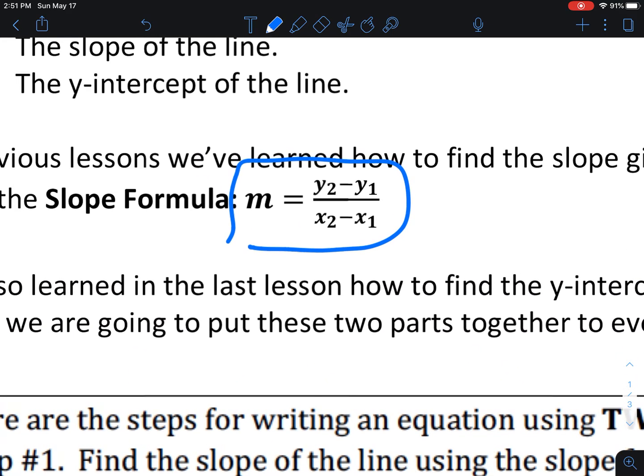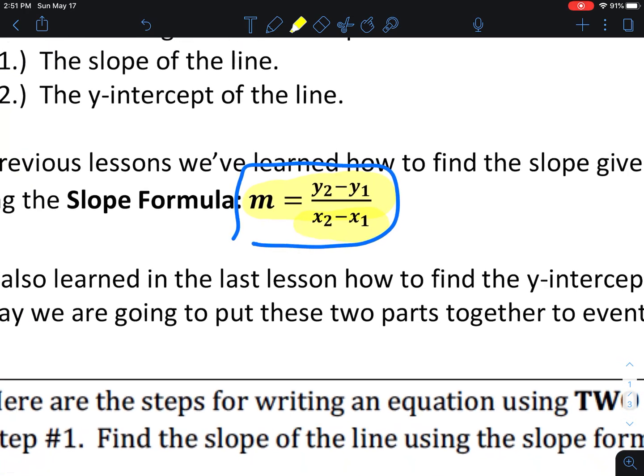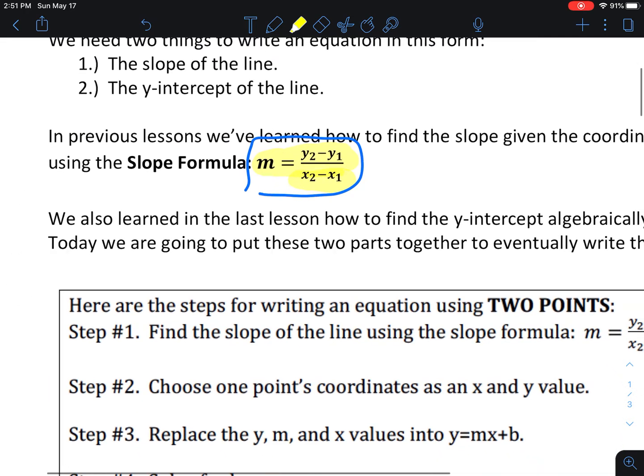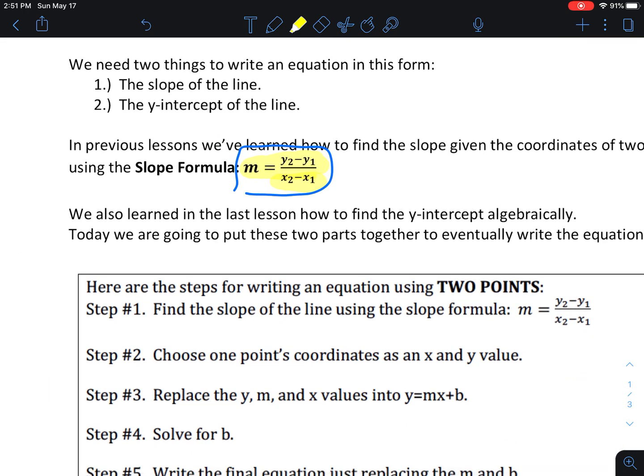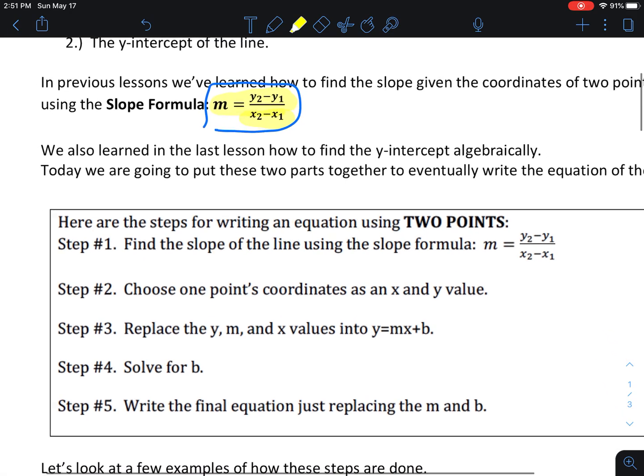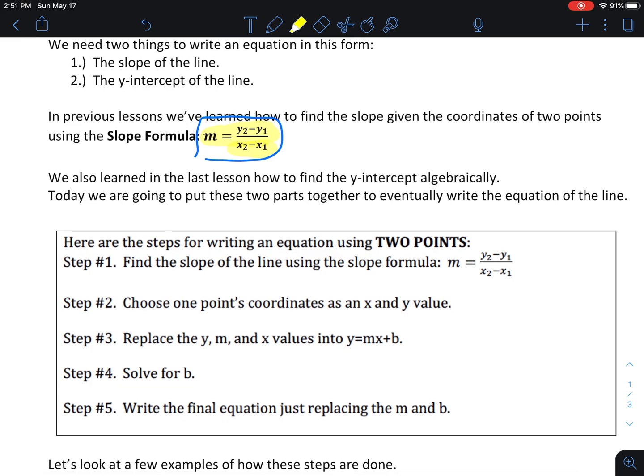We've looked at this before. This is the slope formula. M equals y2 minus y1 over x2 minus x1. And those little subscripts just tell you that that's the second y and the first y, and that's the second x and the first x. But it actually doesn't matter the order that you do the y's and the x's as long as the order is consistent between the 2 points. So that's how you find the slope.